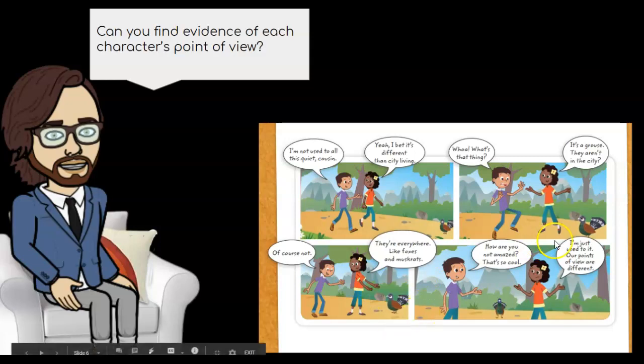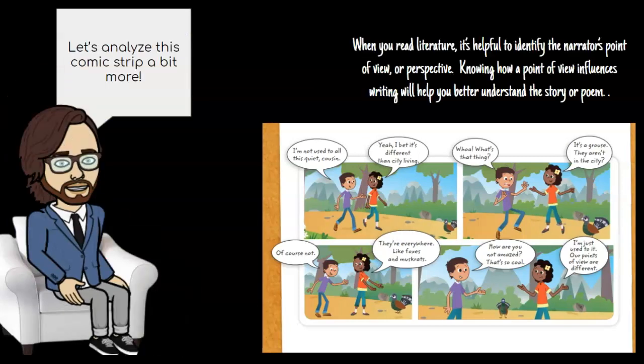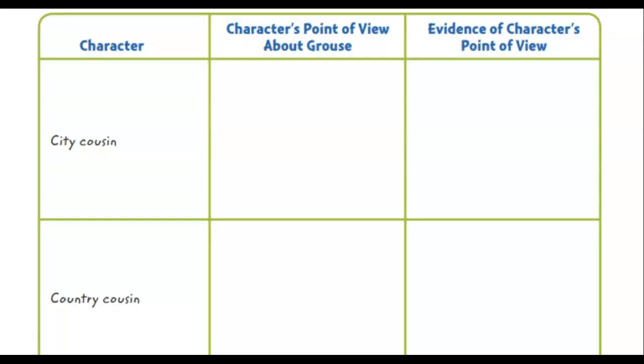So we have this, and they see this bird, this grouse. To one character who lives in the city, they've never seen a grouse. And to the character in the country, their point of view, this is just normal. And so when we think about this, knowing how their point of view influences them will help you understand the story better. So let's think about this. The city cousin thinks this grouse, this bird's amazing. Wow, this is unique. I've never seen anything like this.